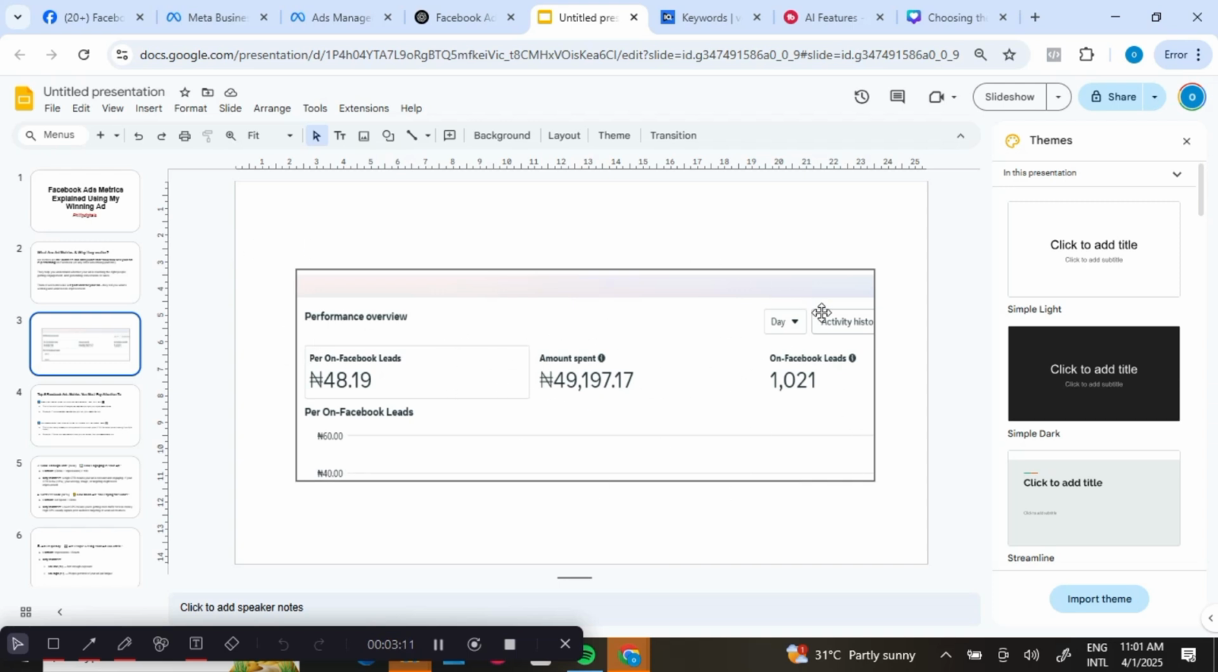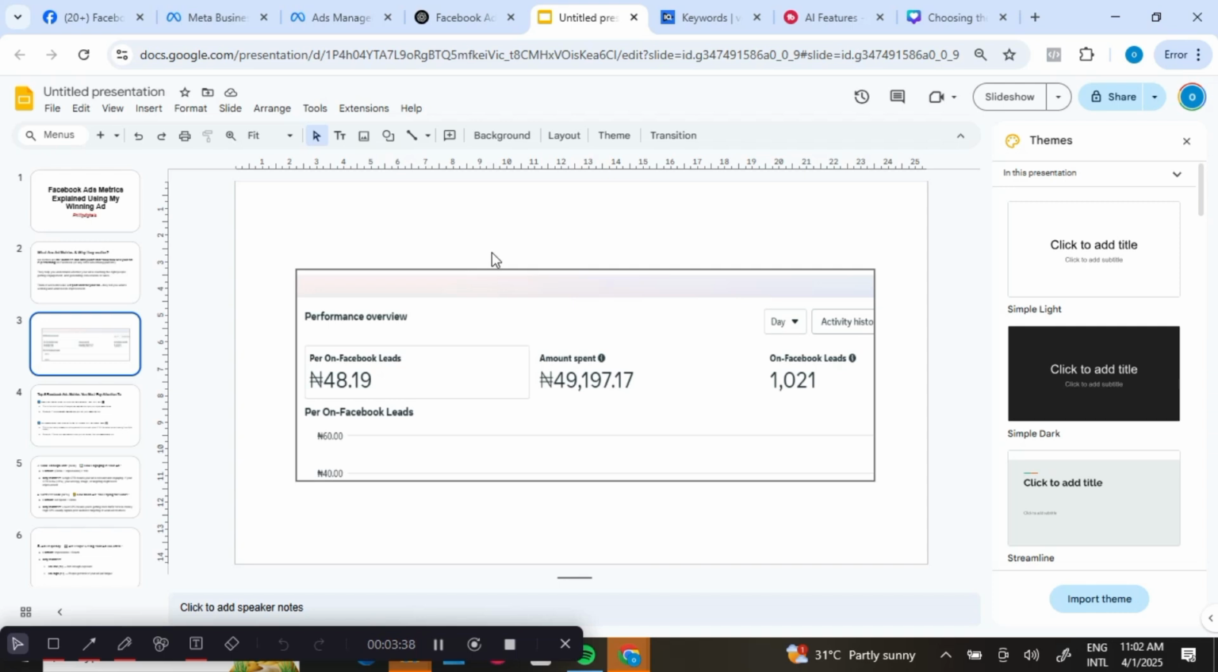But these metrics are not enough for you to say, okay, this ad is doing well or not, because this is only showing you how much you have spent, how many leads you have generated, and how much Facebook is charging you. This is not enough. We need more detailed data to know how we can even improve this ad, or if we should kill this ad. You get?